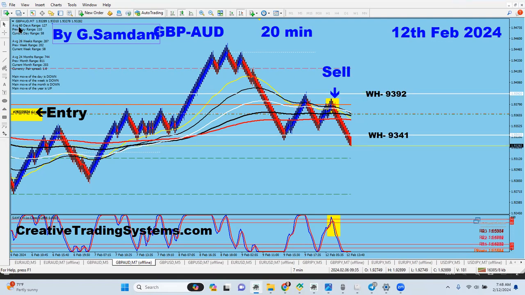So the 60-day average daily range for this pair is 127. Friday, it posted 110, right? Now the current day range, you can see, is 59. It's starting from the top of today. See this white dotted line? This is the daily range. So like this one here, from here to here is one day, right?